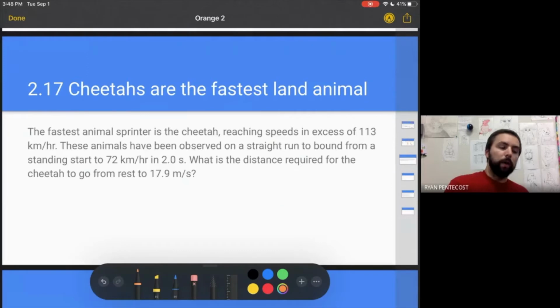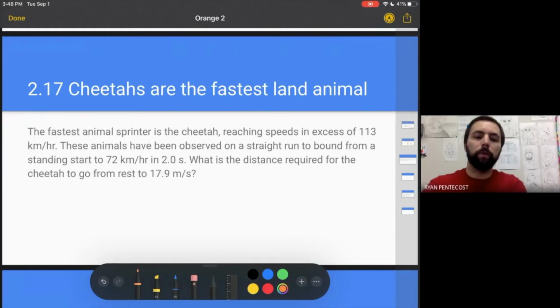So, next problem is about cheetahs. Cheetahs are the fastest land animal. Fact. The fastest animal sprinter is the cheetah, reaching speeds in excess of 113 kilometers per hour. These animals have been observed on a straight run to bound from standing start to 72 kilometers per hour in 2 seconds flat. What is the distance required for the cheetah to go from rest to 17.9 meters per second?